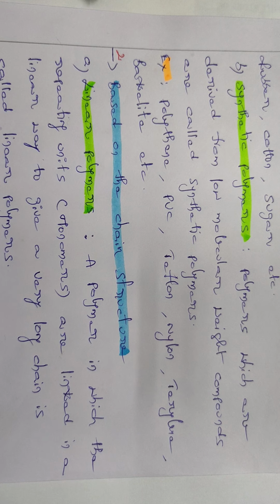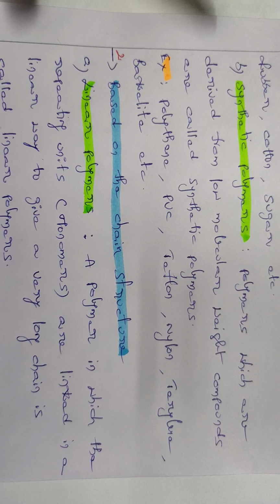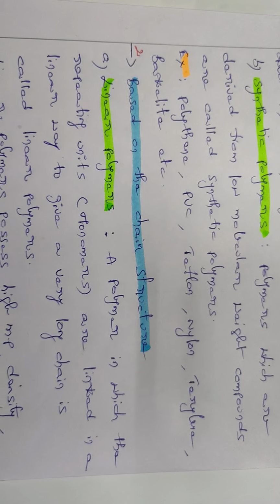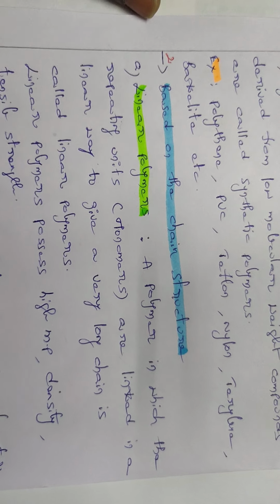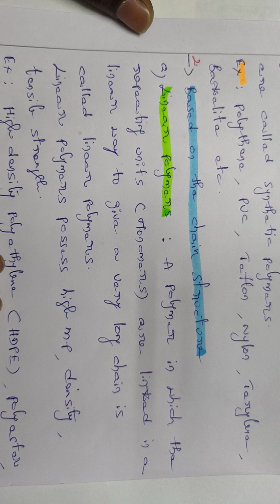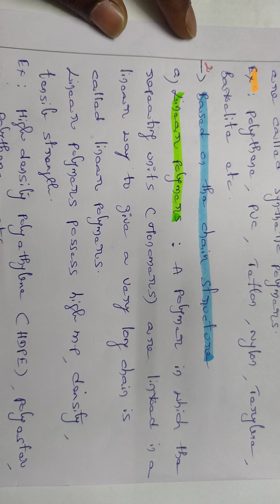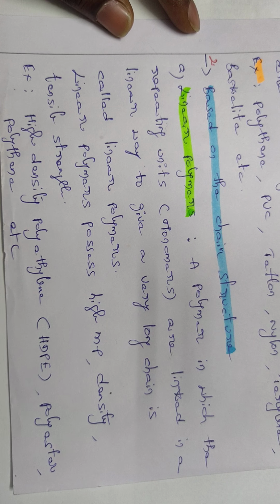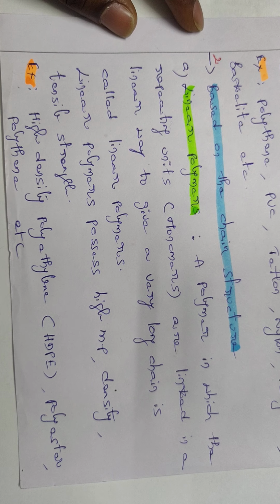Linear polymers are those in which the repeating units, the monomeric units, are linked in a linear way to give a very long chain. Linear polymers possess high melting point, density, and tensile strength. So what are the examples? The examples for linear polymers are high density polythene, polyester, polythene.